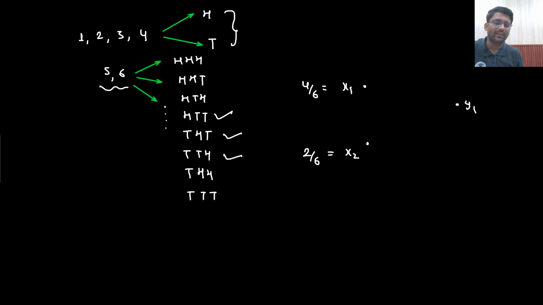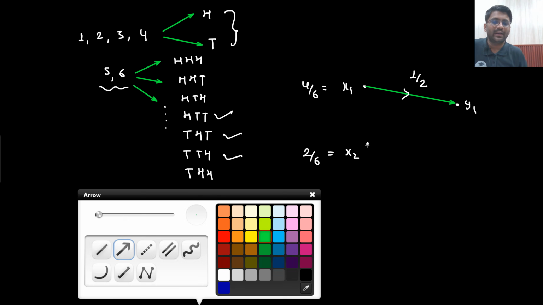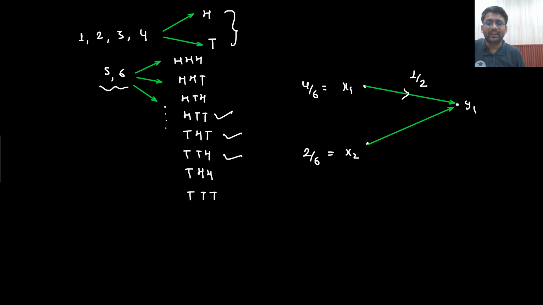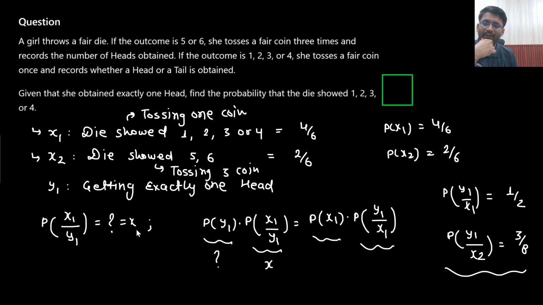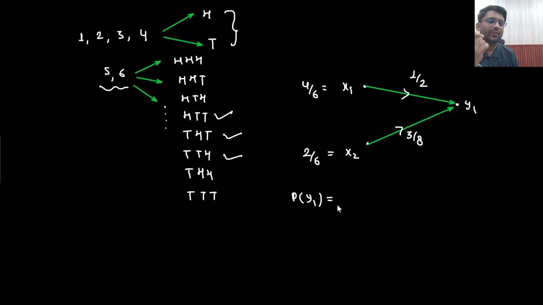So this we have written. Now what is the probability that you are tossing one coin and you get exactly one head? That would be 1 by 2. And the probability that you are tossing 3 coins and you get exactly one head? That will be 3 by 8. Understandable? Here we are supposed to find the probability of y1. So what is the probability that you will get exactly one head?